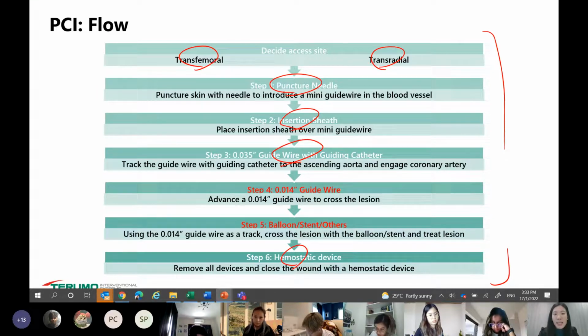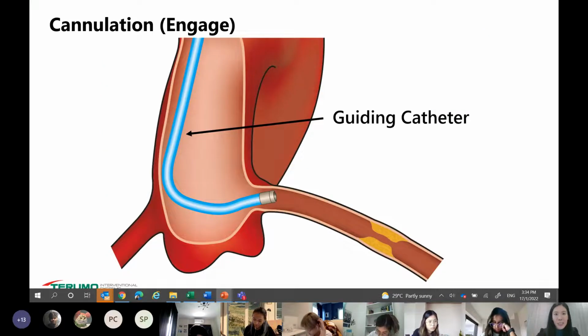But for PCI, these two are the additional steps. After you put in your 035 guide wire and guiding catheter to take your angiogram, you will remove the guide wire, but not the guiding catheter. The guiding catheter stays there. You will put in your guide wire and also your balloon and stent. So let's see the procedure in image.